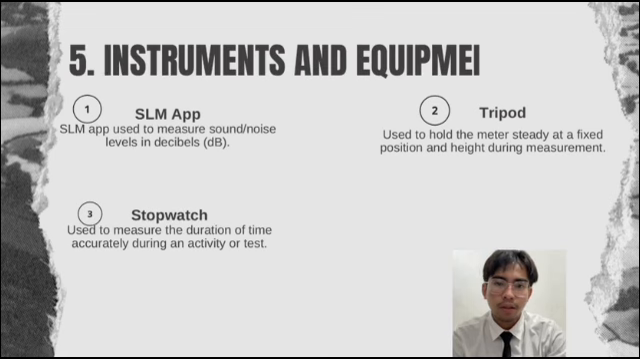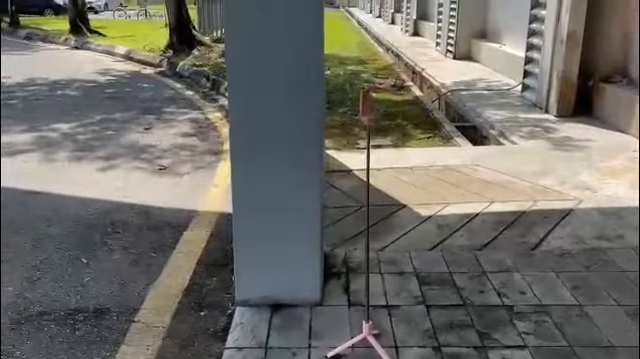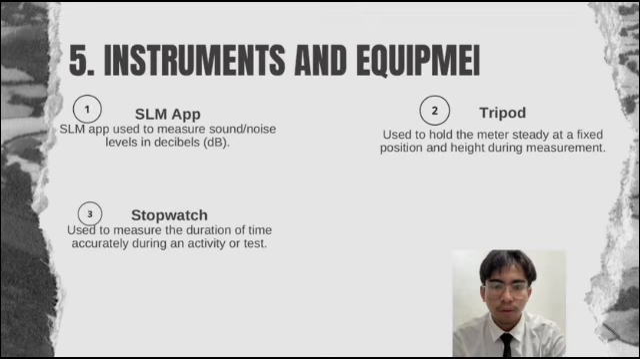For tripod, it is used to hold the instrument steady at the correct measurement height. This is to prevent the meter from shaking or moving during measurement, giving more accurate reading. Lastly, a stopwatch is used to accurately measure time taken from activity or observation. During noise measurement, it is used to control the duration of sound level meter and ensuring accurate and consistent result.